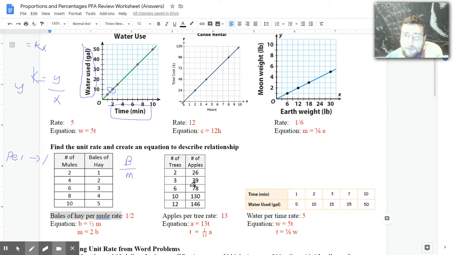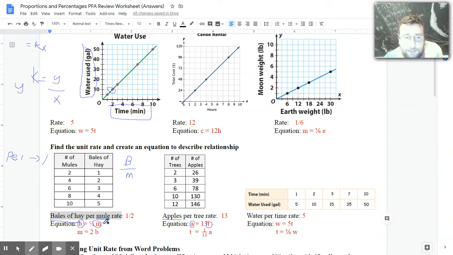Then how do you go from that to an equation? Same as you did on the graph. Whatever quantity you listed first. So the first one here was bales of hay. You put that before the equal sign. Here was apples. So you put apples before the equal sign. Then you put an equal sign. Then you put your rate, half or 13. And finally, you put the second quantity, which is the mule. Or in this case, the trees. And that's it.